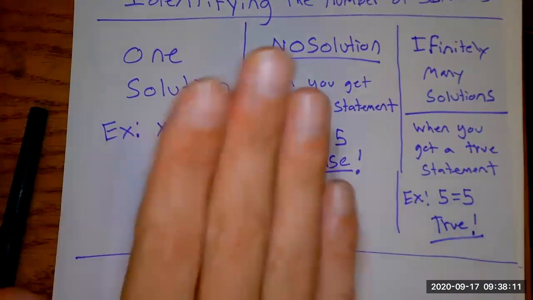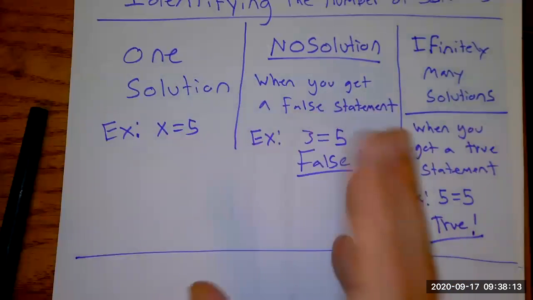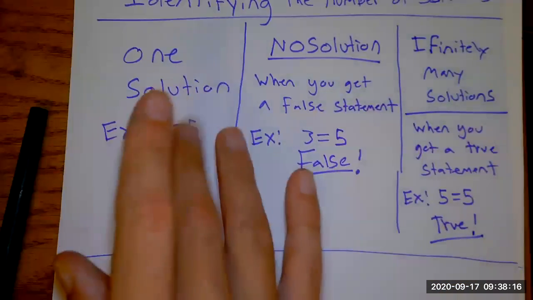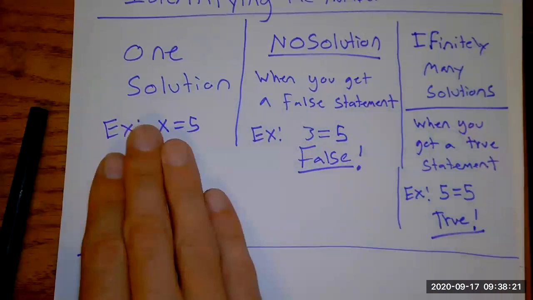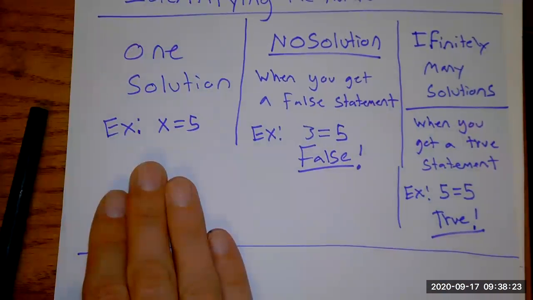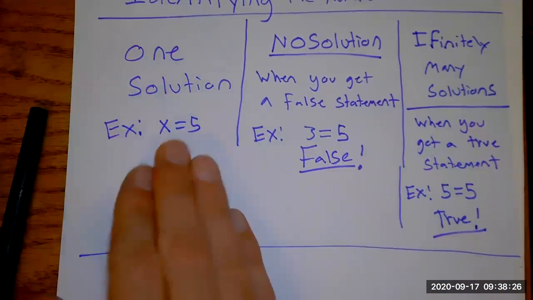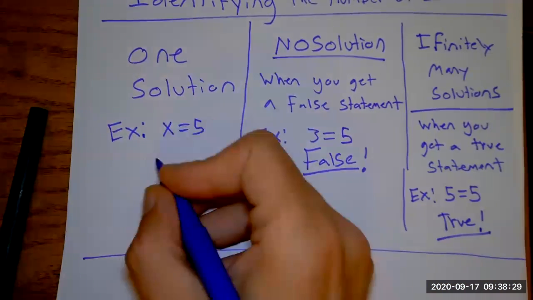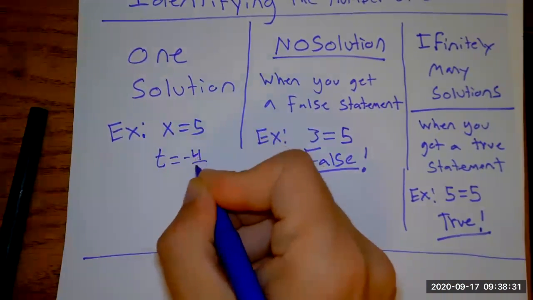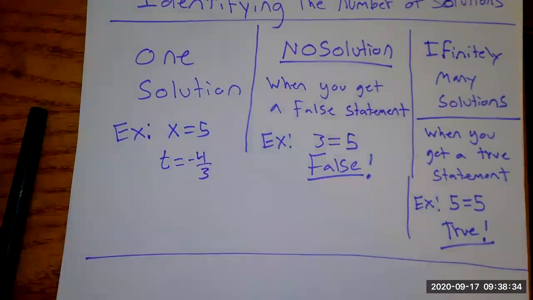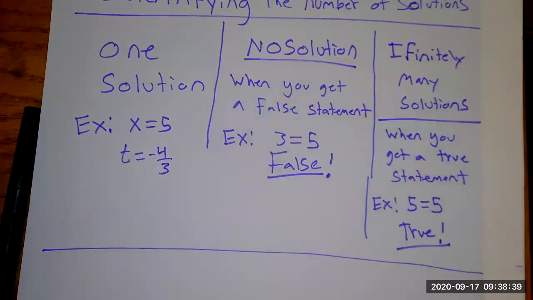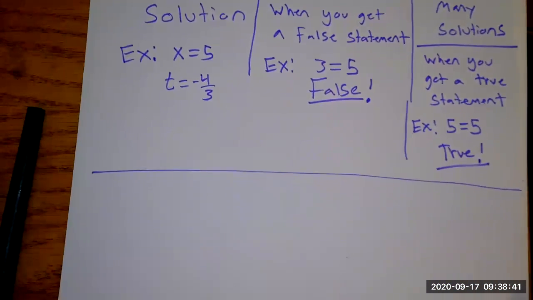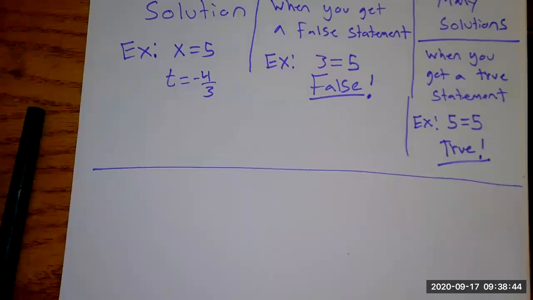Now, in the future, there's going to be an in-between. We're going to be able to have 2 solutions, 3 solutions. But for right now, these are the only three you need to worry about. One solution, that's what we're used to. That's what we've been doing this whole chapter. You get x equals something, t equals -4/3. That's one solution. But what we're going to focus on is no solution and infinitely many solutions. So I'm going to do a couple of examples here to help you out.